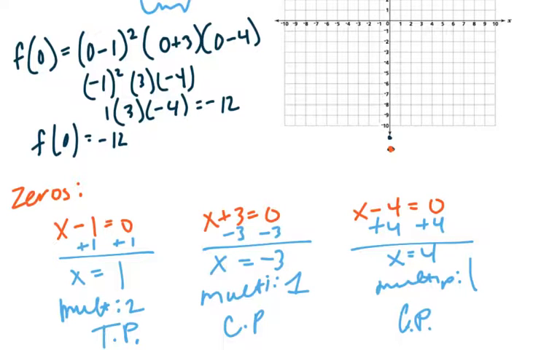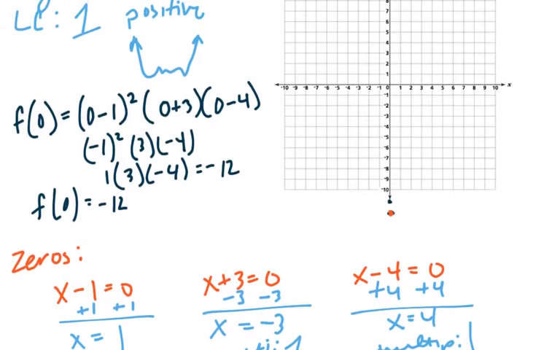Okay, so now we have that information. We have now 4 points on our graph, and we're going to go ahead and plot them. So let me plot those zeros. We have x equals 1. We have x equals negative 3. And we have x equals positive 4.